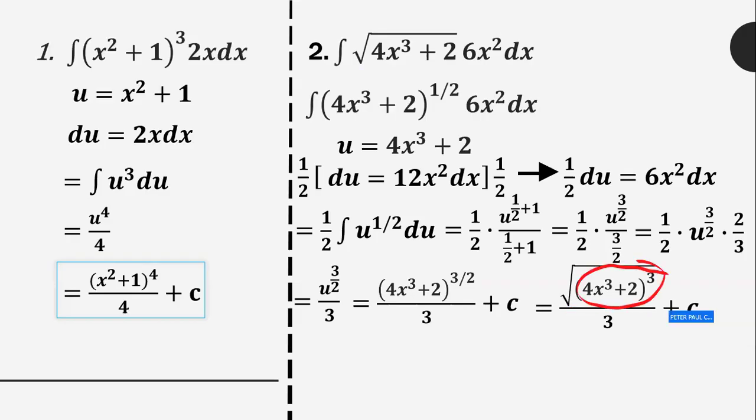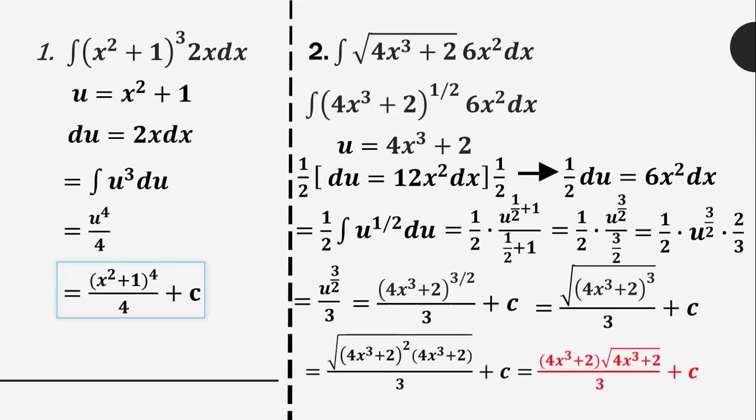So that there is a perfect square inside this radical sign. So we can have square root of 4x cubed plus 2 squared times 4x cubed plus 2 over 3. Then, this perfect square will be answered, and that will be 4x cubed plus 2, the square root of the remaining non-perfect square, which is square root of 4x cubed plus 2 over 3 plus c. So this is now the final answer. Okay? I hope you understand.